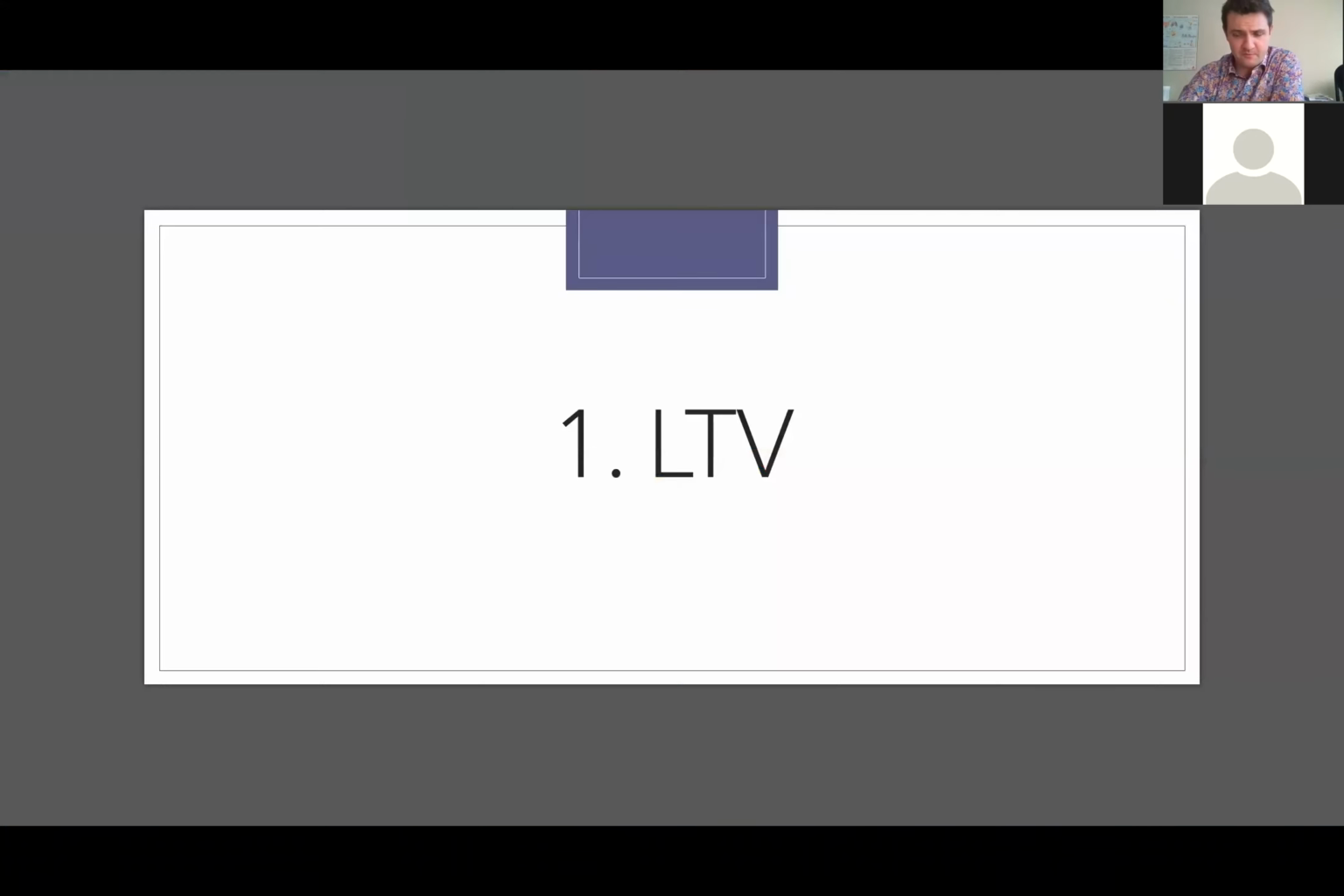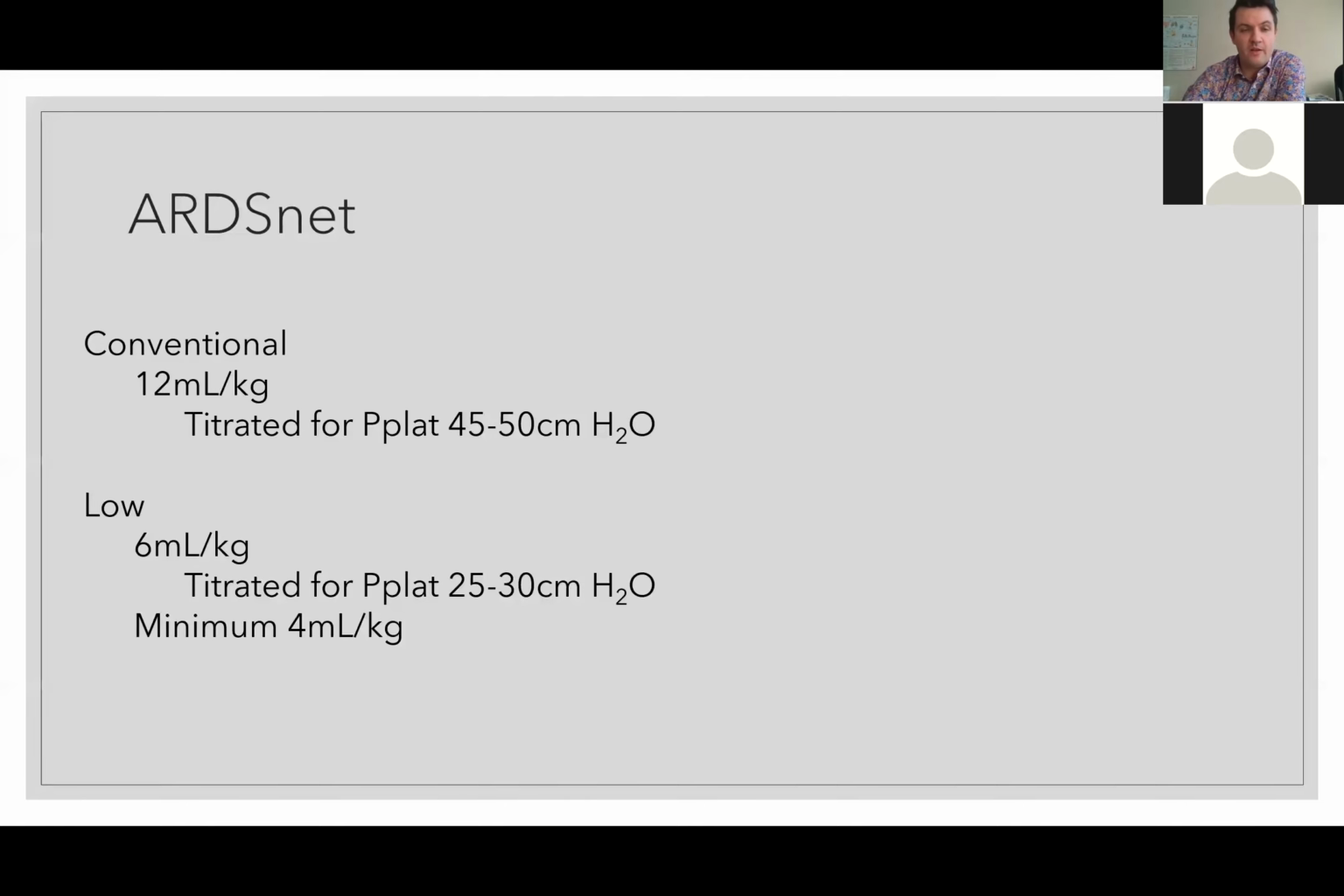So first off, I want to start with low tidal volume ventilation. And this is also in case people stop paying attention, because this is really probably one of the 2 most important things that have stood the test of time in ARDS research. So what do I mean by low tidal volume ventilation?